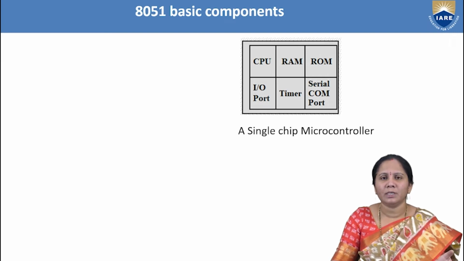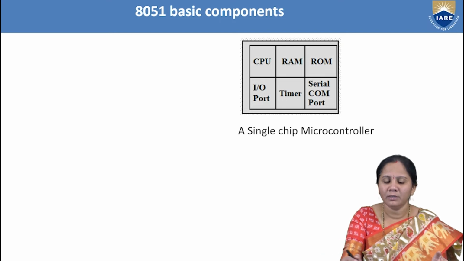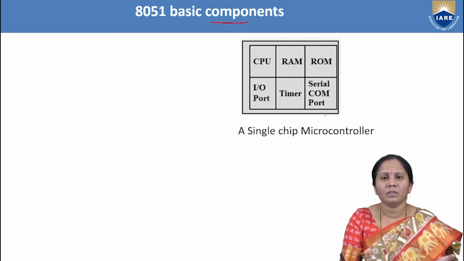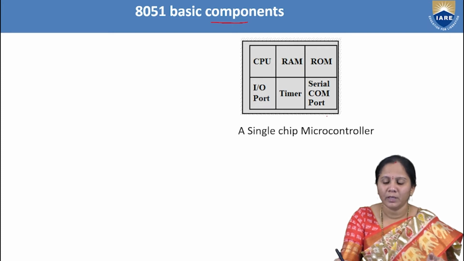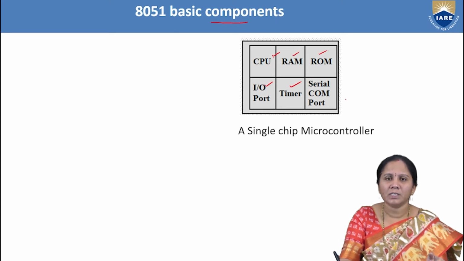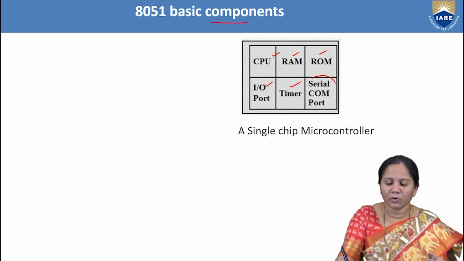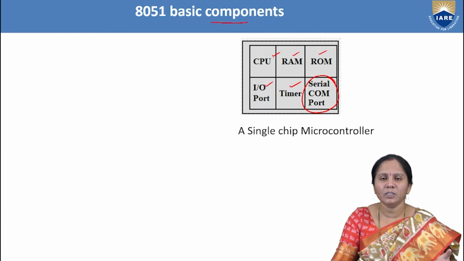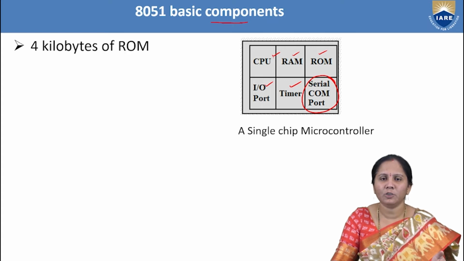Now coming to the serial port operation. Here, first we have to know what the basic components of the 8051 microcontroller are. We have one microprocessor, RAM, ROM, IO ports, timers. Okay. Now we are going to talk about this serial communication port. All these components will be embedded inside the 8051 microcontroller.